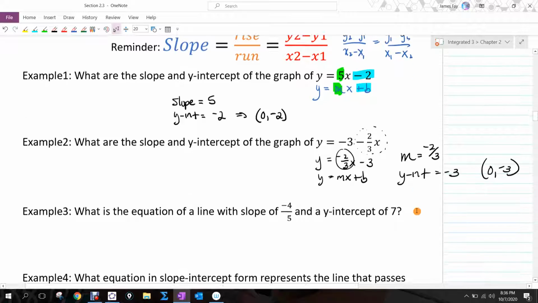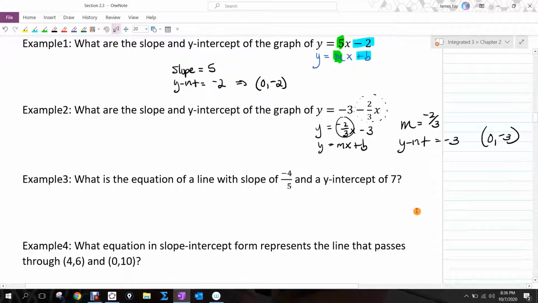Example 3 here. Now you're going to write the equation. They tell you the slope. They say slope is -4/5, so that's m. And the y-intercept is 7, so that's b. Now all we have to do is plug that stuff into this general form. So m was -4/5, and b is +7, so we'll say +7. And there's the equation that has a slope of -4/5 and a y-intercept of 7.